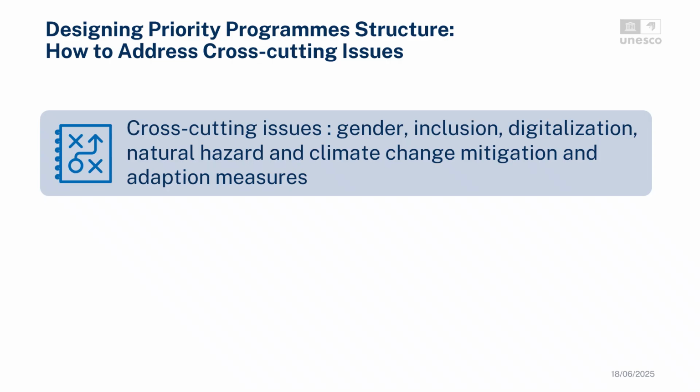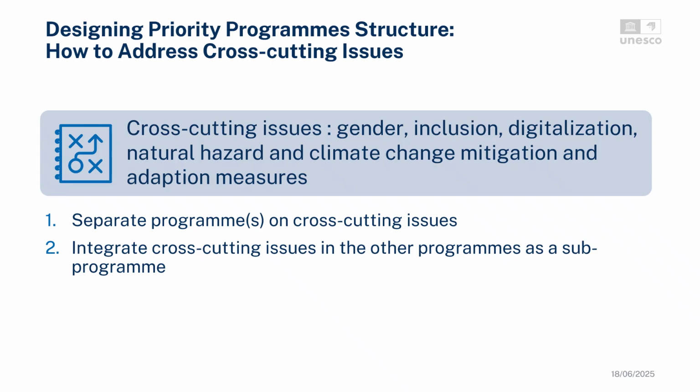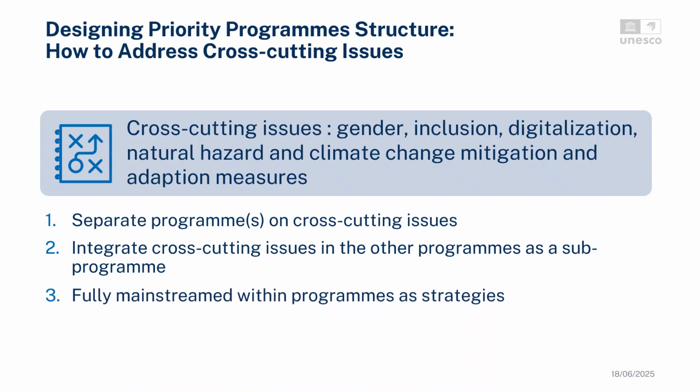When designing your program structure, you must also decide how to handle cross-cutting issues, such as gender, disability-inclusive education, education for sustainable development, etc. These issues could have their own separate program, could be integrated as sub-programs in other priority programs, or could be fully mainstreamed within sub-programs as strategies.